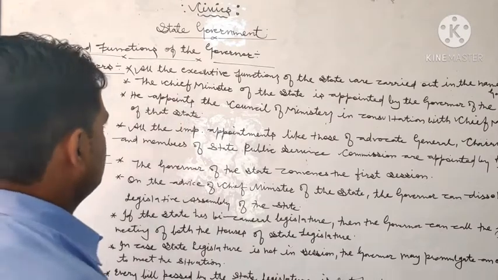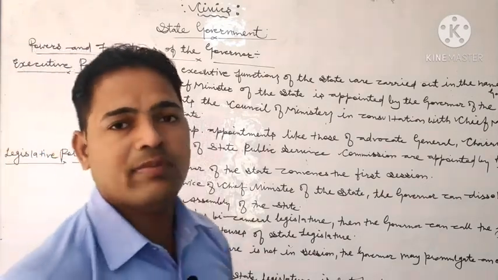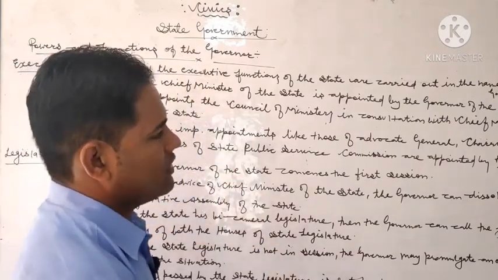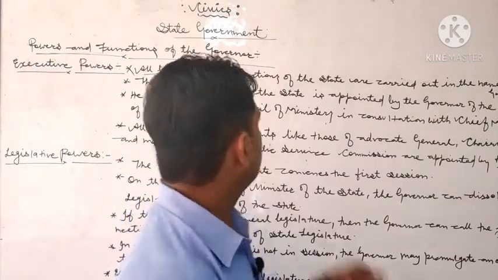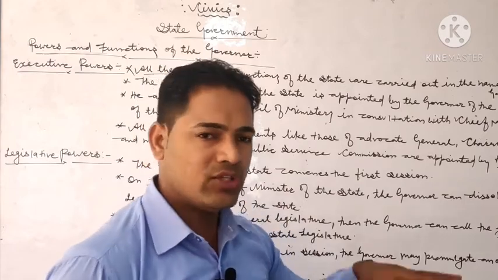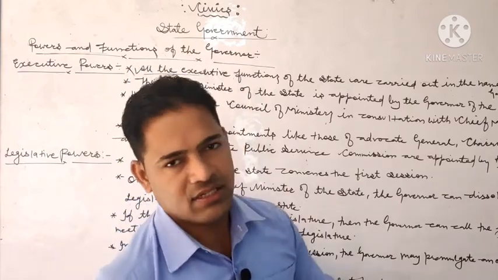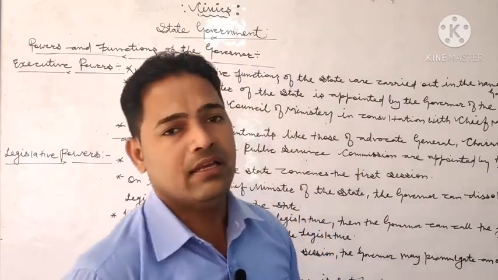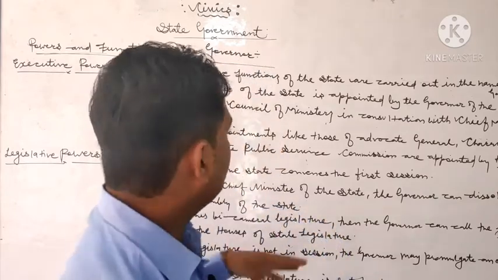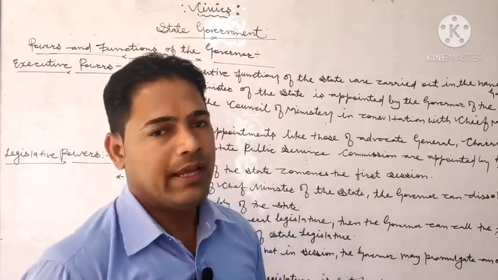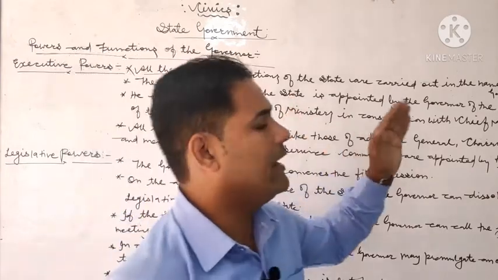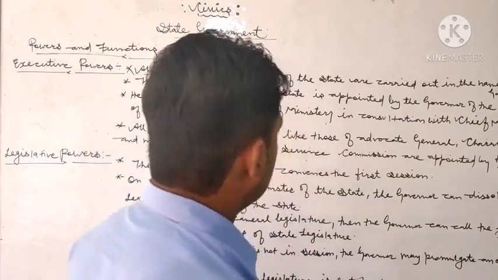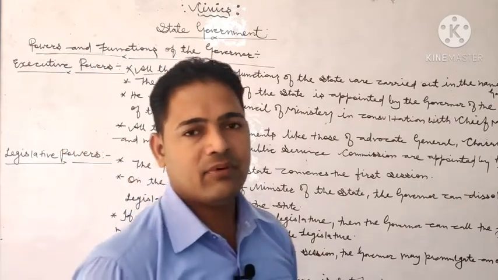As the head of the state, these are the different kinds of executive powers with the governor of a state. Number one, all the executive functions of the state are carried out in the name of the governor. Executive functions means related to the execution of a law. You all know very well, the legislature makes a law, and after that the law formed by the legislature requires proper execution, and that execution is done in the name of the governor only. If the governor does not execute properly, then it will not be implemented properly in a state.